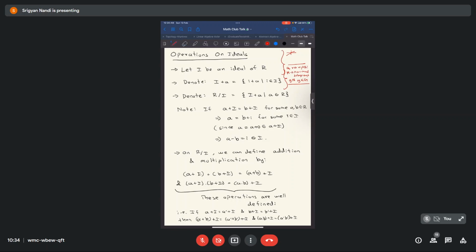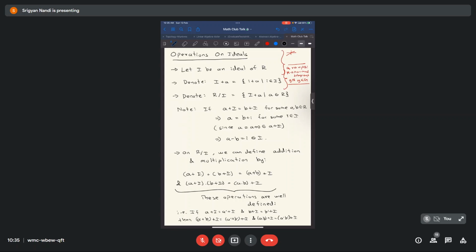So now we can talk about the collection of all these shifts, and we denote that by the quotient R by I. So the collection of all these shifts basically is the quotient R over I. So R by I denotes all the collections of the form I plus a, where each I plus a represents a shift of the ideal.